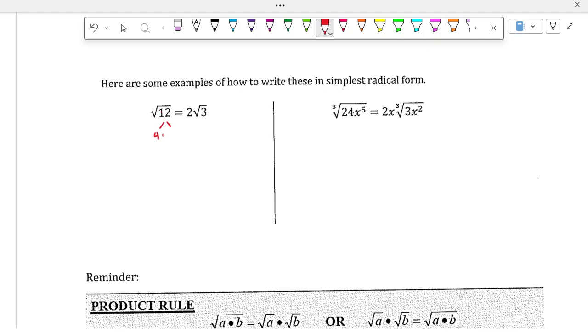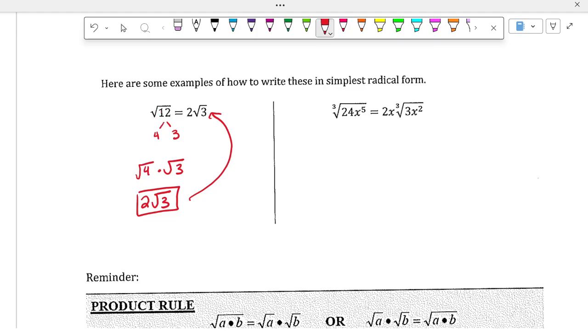4 times what is 12? 3. So I can rewrite this as the square root of 4 times the square root of 3. What's the square root of 4? 2. 2 square root 3, which is what they got up here.